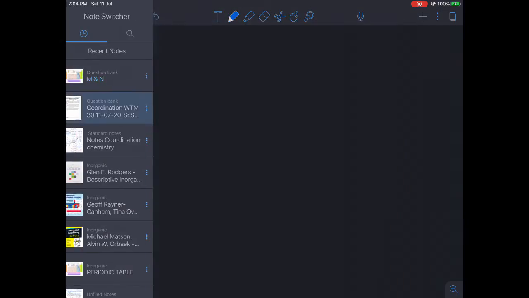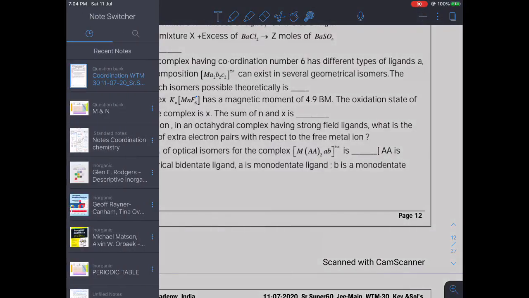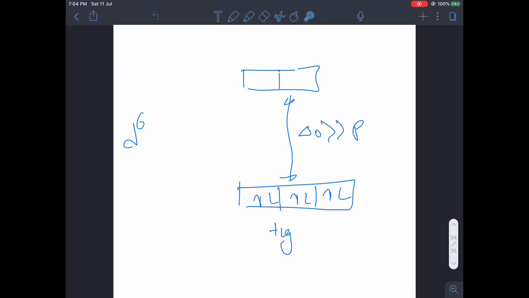So what they are asking now is the number of extra electron pairs with respect to the free metal ion. Now, if the free metal ion is there, we have d6, then what will be the configuration in this case? For d6, for a free metal ion, when there is no ligand, it will be 1, 2, 3, 4, 5 and 6. Only one pair of electrons is there.